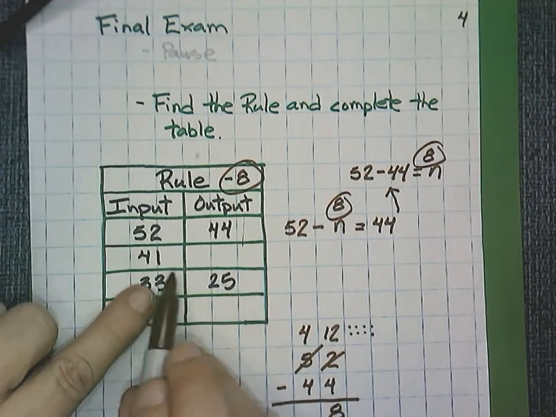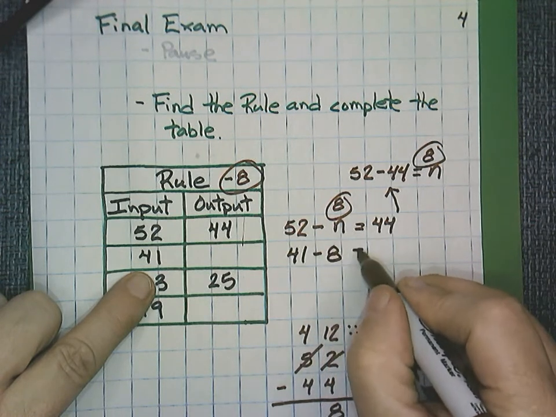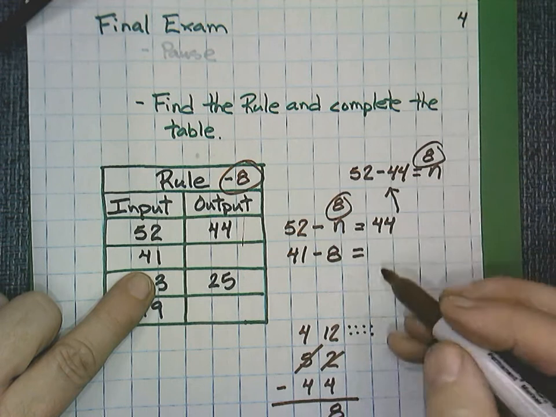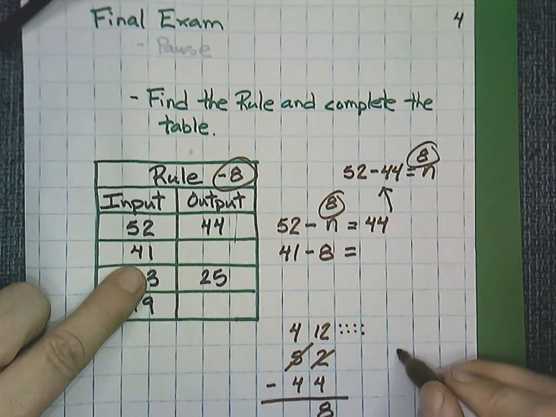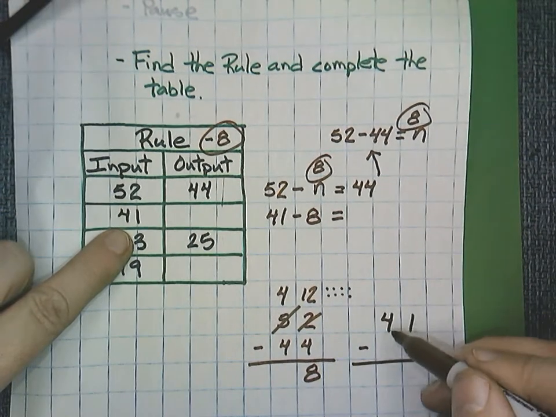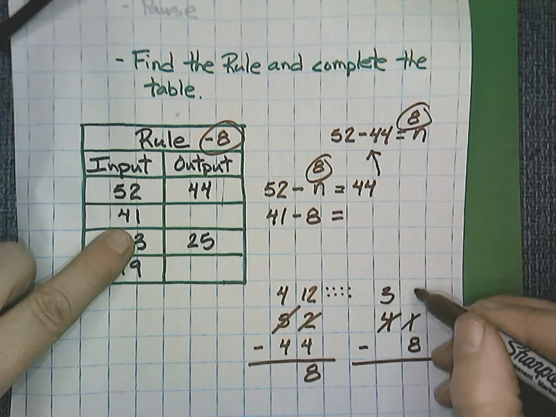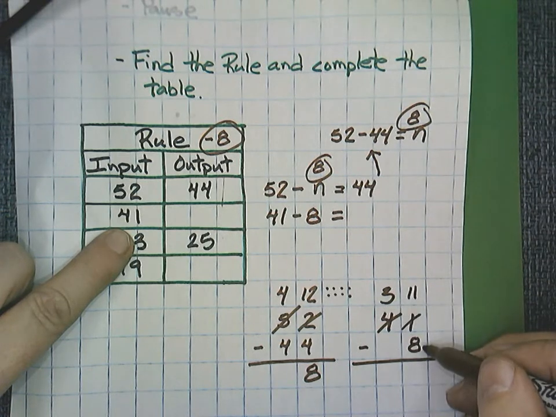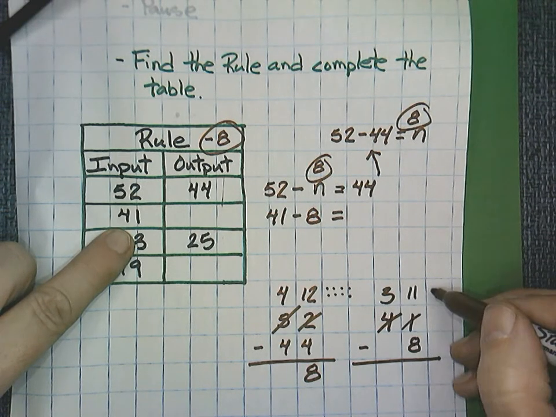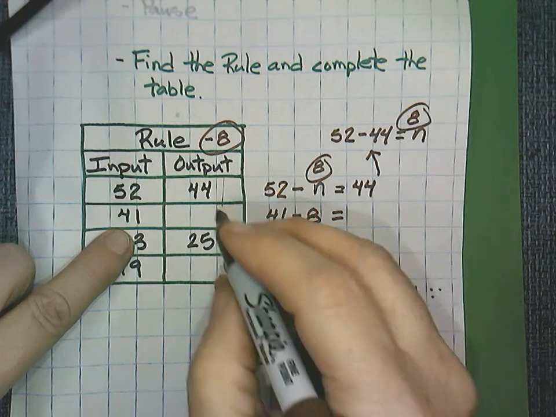And I'm going to solve. 41 minus 8, which is our rule here. And if I show that step, I'm going to have to regroup. That would become 3, and this would become 11. And if I use my pin dots counting up to 11, 8, 9, 10, 11, you'll notice I made 3 dots. And then this 3 drops down. So 33.